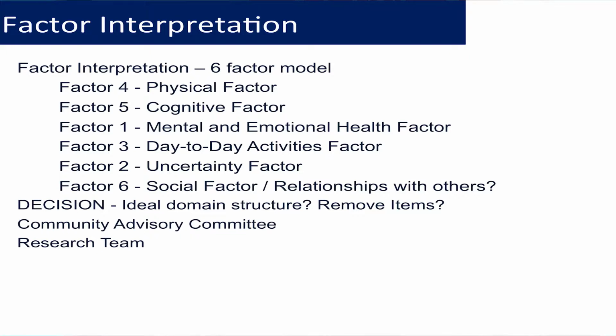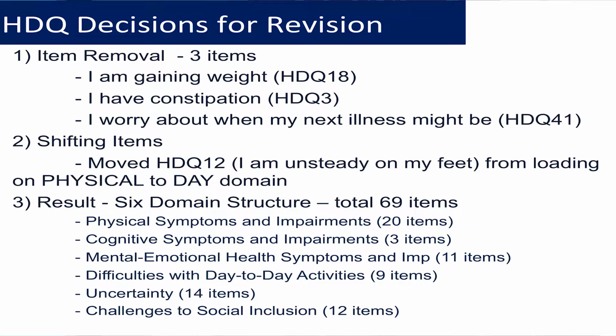So we went back to the Community Advisory Committee and we made some tweaks. We removed a few items, one around gaining weight that didn't correlate with any other items, one around constipation, and one about worrying when my next illness might arise, because it tended to have very similar correlations with other items in the tool. We moved a few items down around different domains, and essentially we landed on this.